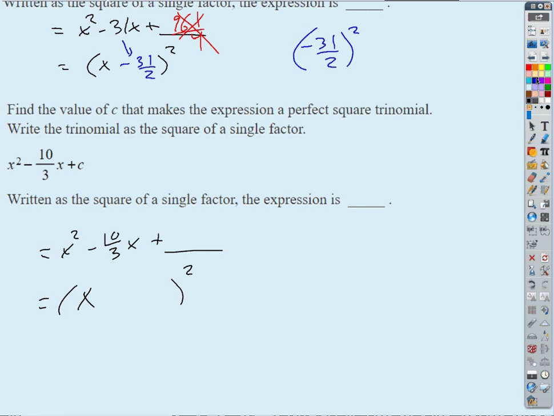Negative or minus 10/3 divided by 2. Okay, but it's a fraction, so we'll multiply by 1/2. So, negative 10 over 6, which becomes, if I divide top and bottom by 2, negative 5/3. So there we go. Make sense? Okay, try one real quick.